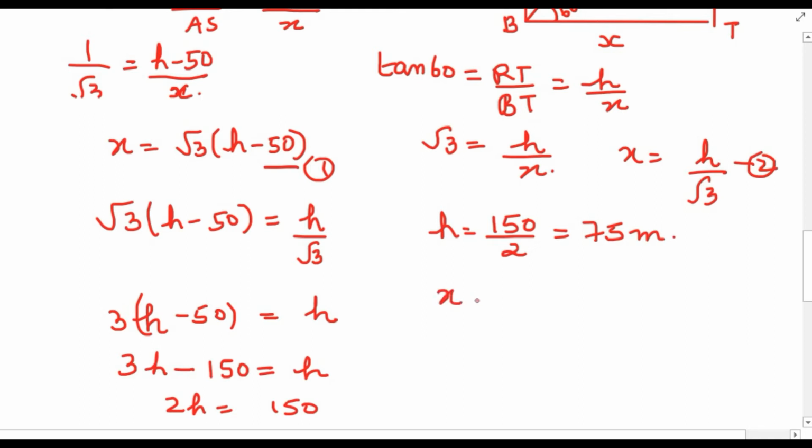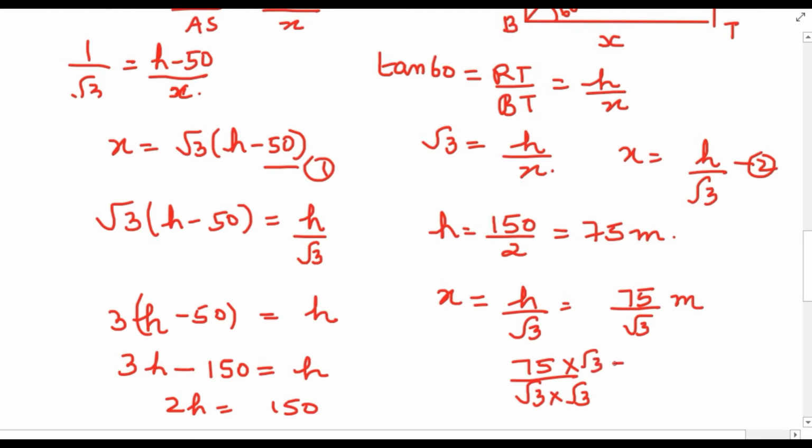Now we want to find x. x is nothing but h by root 3, which is equal to 75 by root 3 meters. Or you can rationalize this: 75 into root 3 over root 3 into root 3. So this will be 25, and when you cancel, it is 25 root 3 meters. So the height is 75 meters and the distance between the building and the tower is 25 root 3.